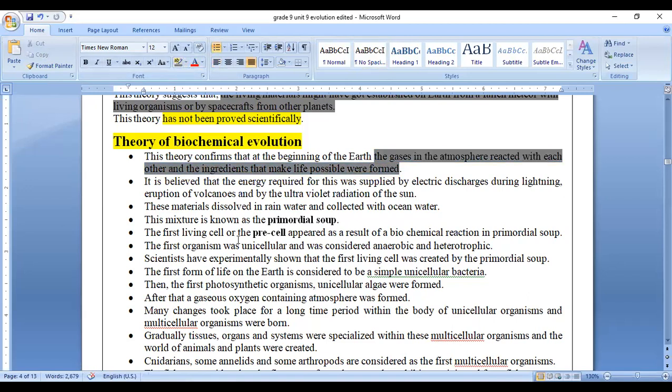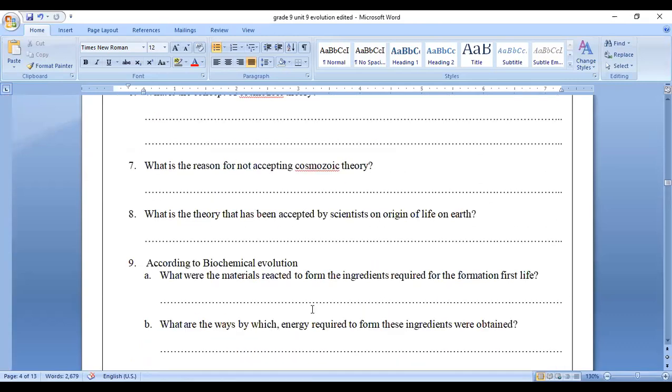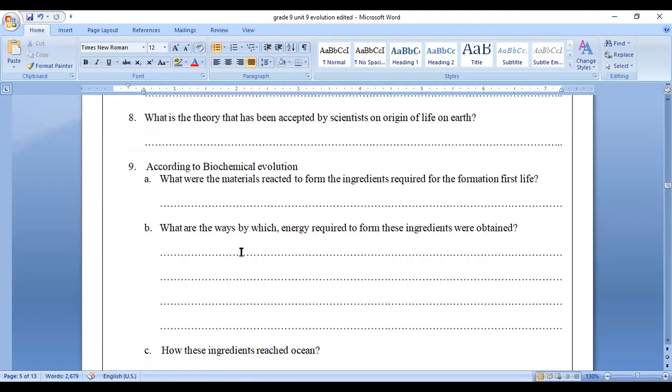So who are the ones reacting here? Gases in the atmosphere. What is my first question to you? What were the materials reacted to form the ingredients required for the formation of life? The gases in the atmosphere reacted, and that reaction made ingredients needed for the formation of first life.